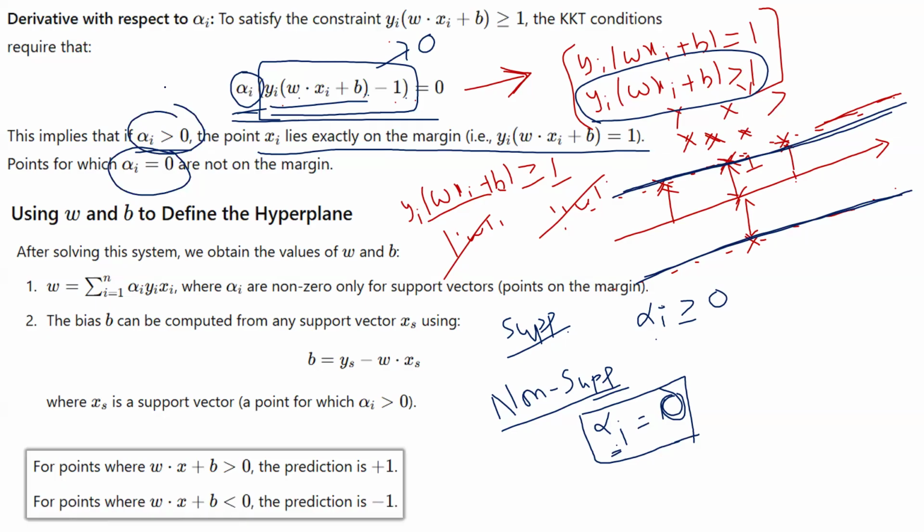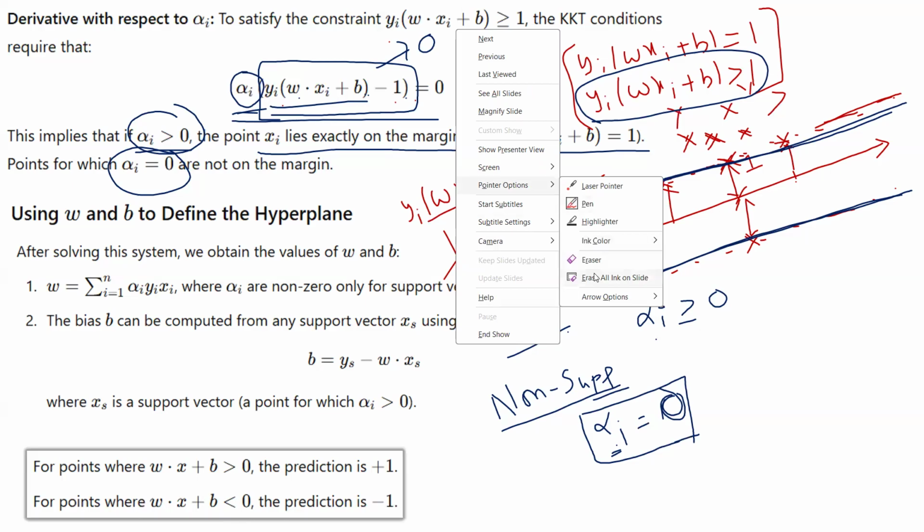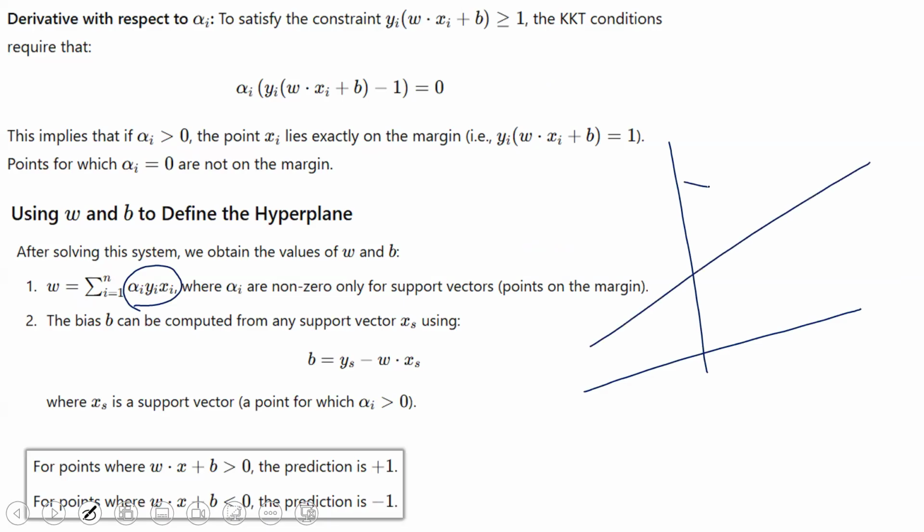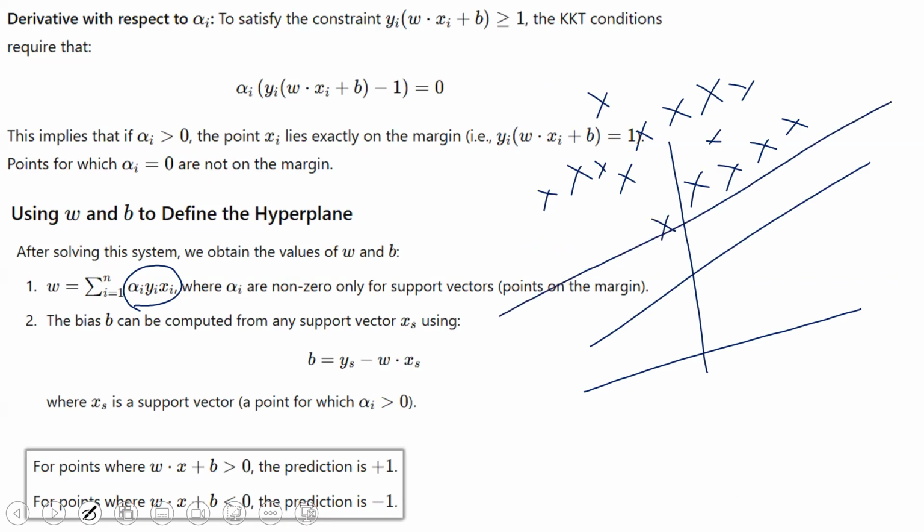Now, coming back to the W that we have found, we said that W is a linear summation of all the points. For non-support vectors, alpha i is 0. So now W is just a linear combination of only the support vectors, because alpha is non-zero only for support vectors. Now you can conclude that W is determined only by the support vectors. Points other than support vectors are not determining W; they are not showing any impact on this hyperplane.